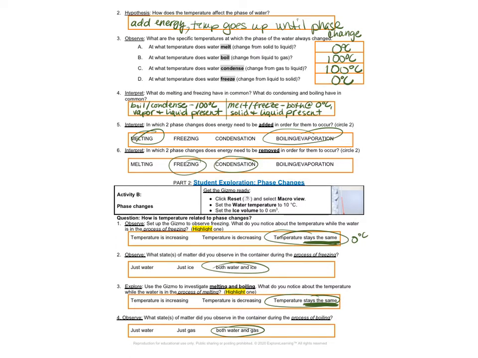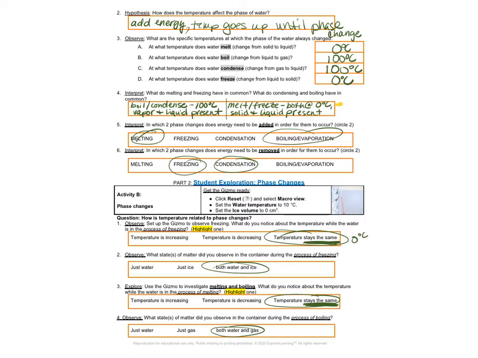Observe at what temperatures these specific phase changes happen. So melting happens at 0 degrees Celsius. Boiling and condensing both happen at 100 degrees Celsius. And freezing happens at 0 degrees Celsius. So what do melting and freezing have in common? They both happen at 0 degrees Celsius.